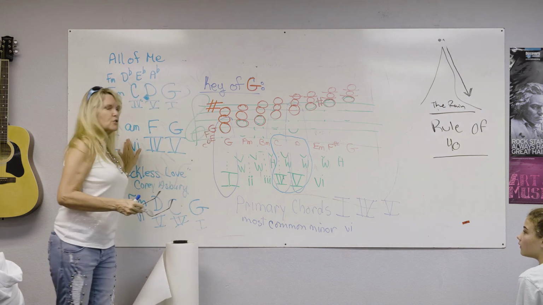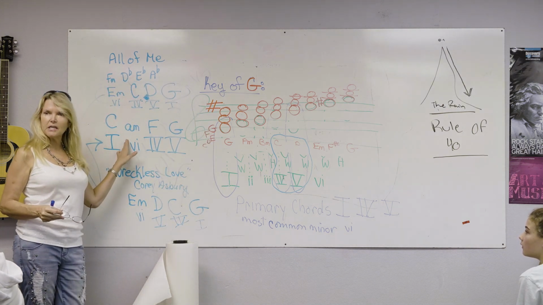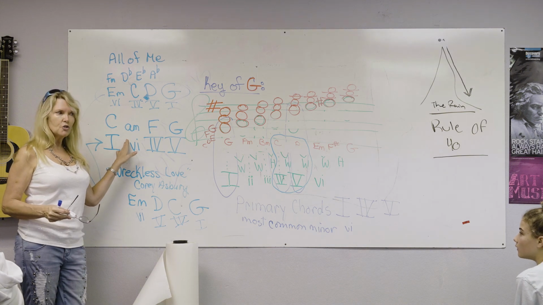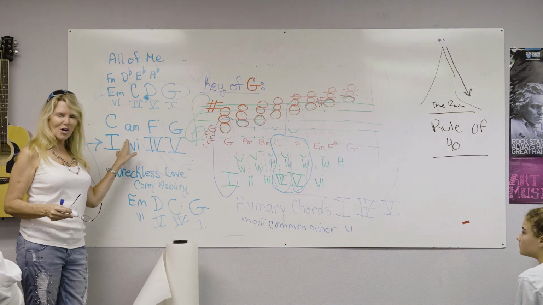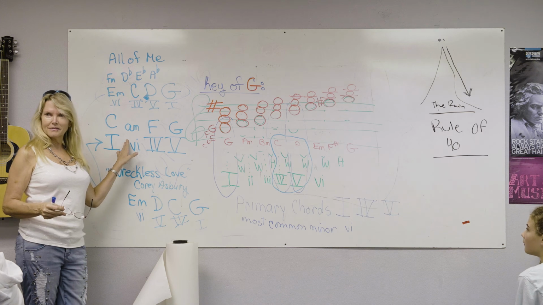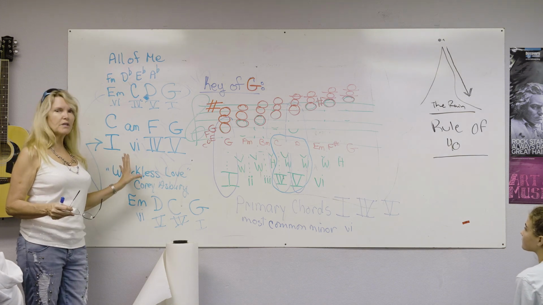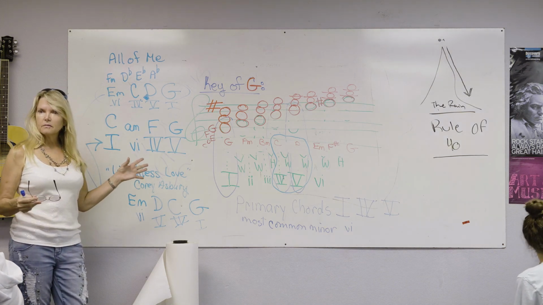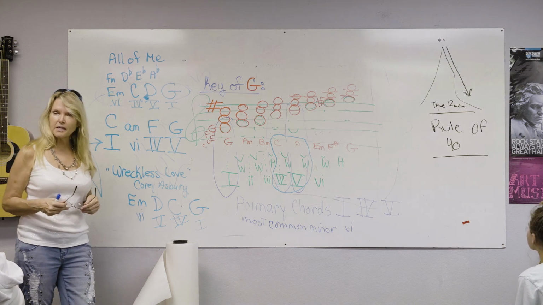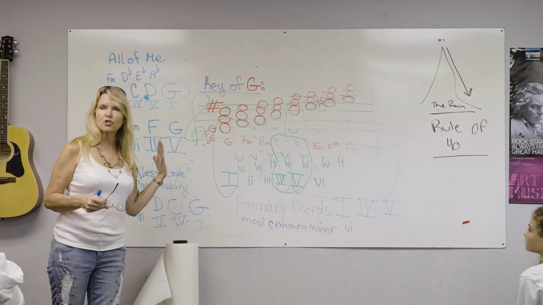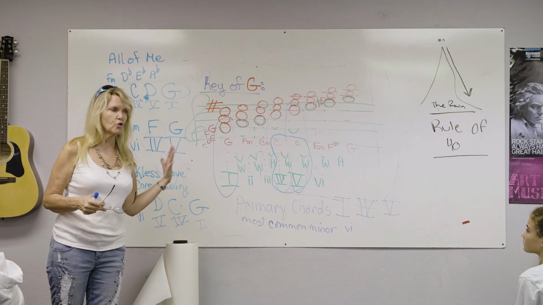By only learning 2 keys, the key of C and the key of G, you can pretty much take any song that you would like and put it in one of those 2 keys, depending on how you want to sing it. If it's a guy's key, it's in the key. First you have to determine the key signature.